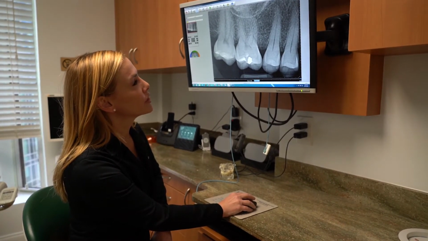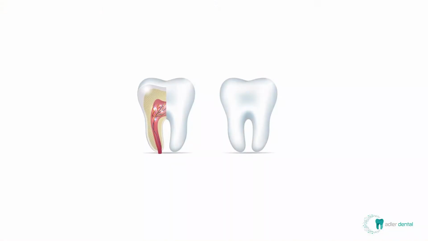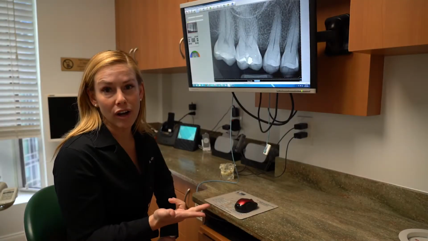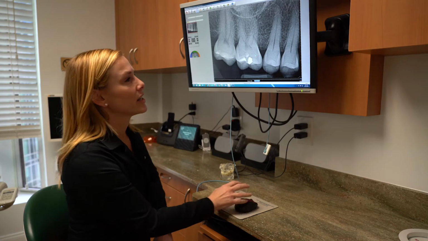These are the two molars in the back, and these are the premolars. And the anatomy of a tooth involves three layers. There's the enamel, the dentin, and the pulp. The pulp is also called the nerve. It has a few names, but those are the basic names.